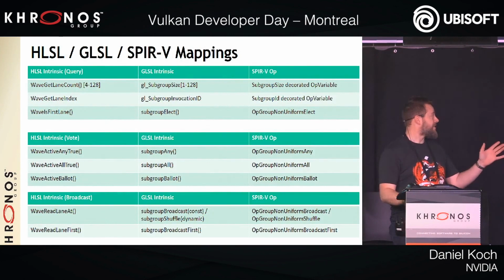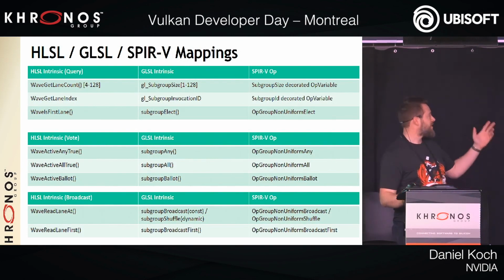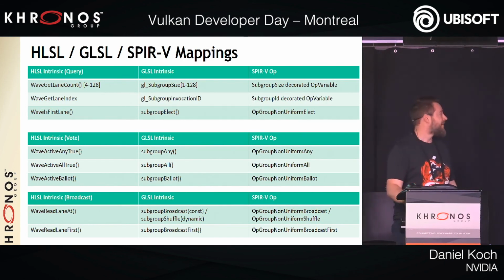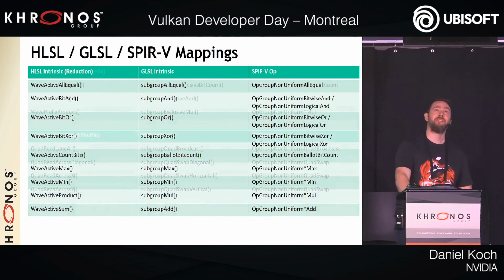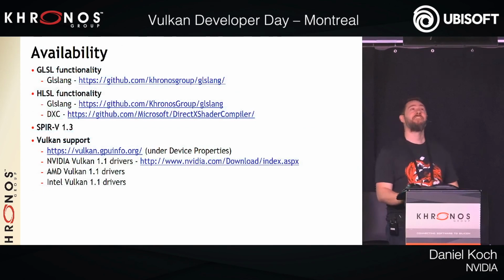I have these here, the mapping between your HLSL intrinsic, your GLSL intrinsic, and your subgroup SPIR-V operation. I'm not going to go through these in the presentation. You can look at those there for offline reference.